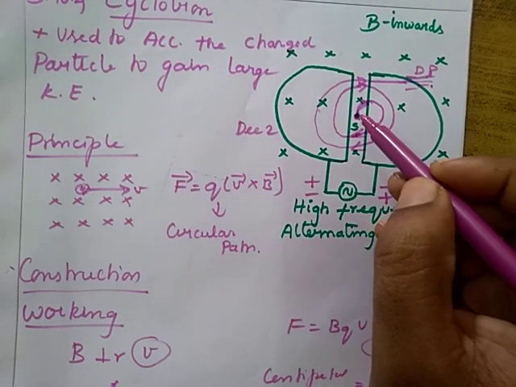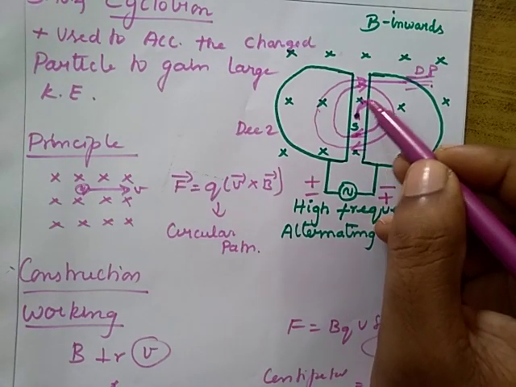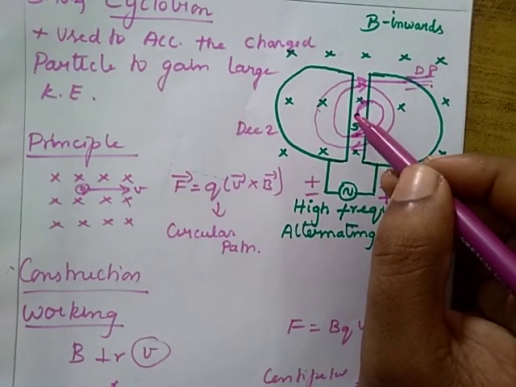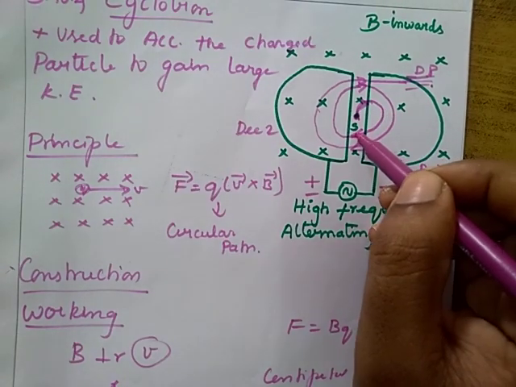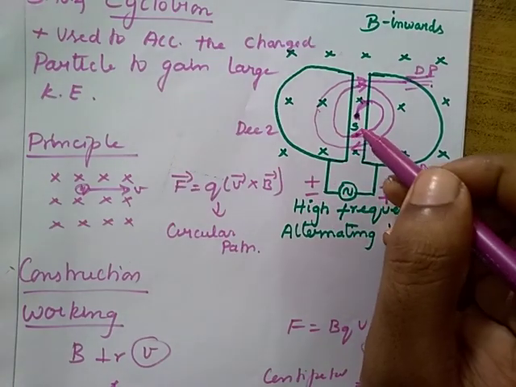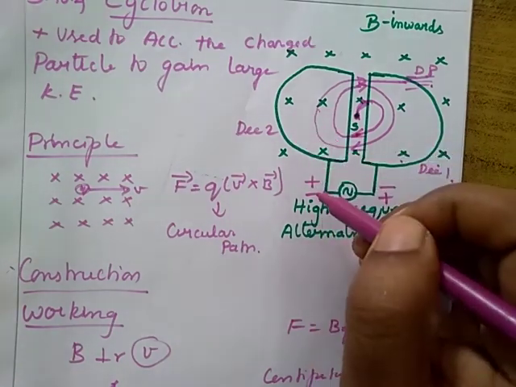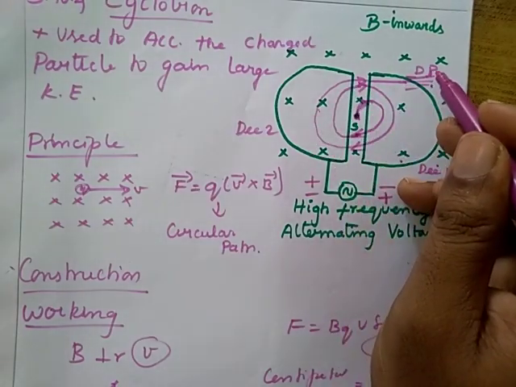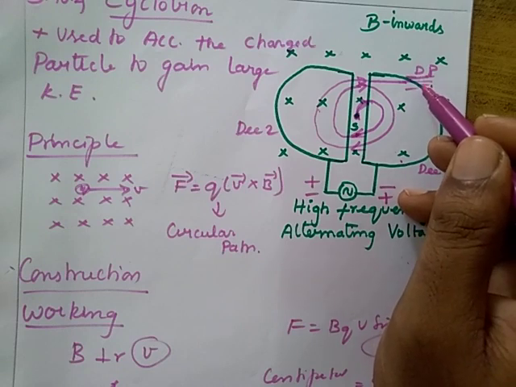At the initial moment, the positive ion is ejected, then it is attracted towards a negative potential. At that moment D1 has negative potential, so it will accelerate towards D1. Then it comes to the center of the two Ds. At that moment, the polarity is reversed. Then it is accelerated again towards D2, because at that moment D2 has the negative potential. Then this process repeats. After it reaches the edge, it is collected by the deflector plate. Then it is allowed to fall on a target.